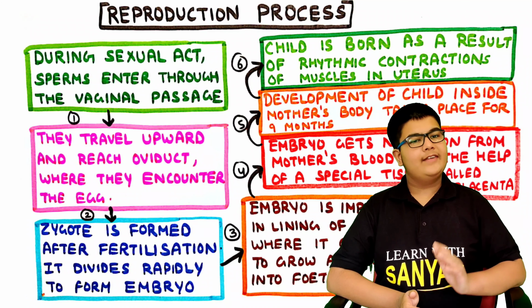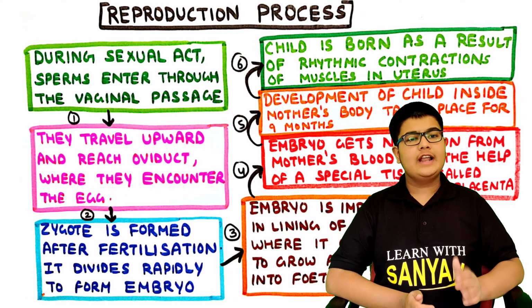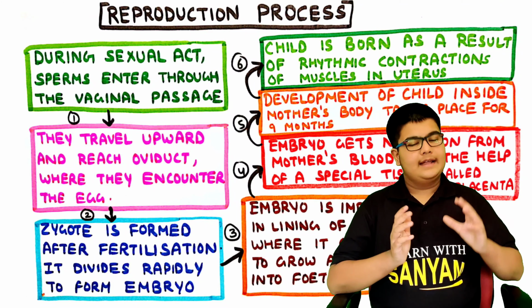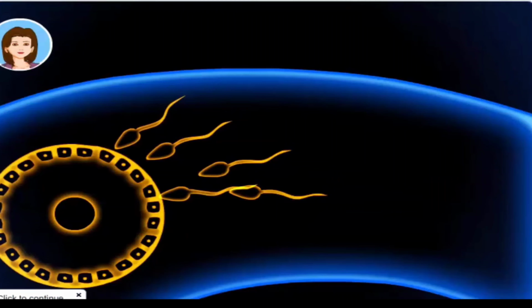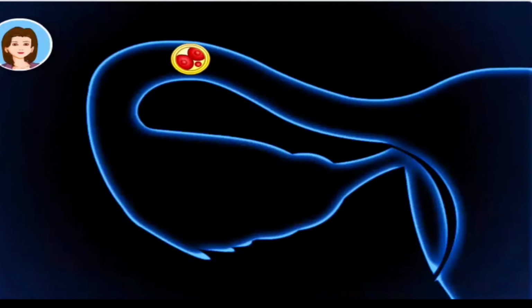Now let's study the various steps during the reproduction process. During the sexual act, the sperms enter through the vaginal passage. They travel upwards and reach the oviduct, where they encounter the egg. Then the sperm fuses with the egg to form the zygote. So the zygote is formed after fertilization.